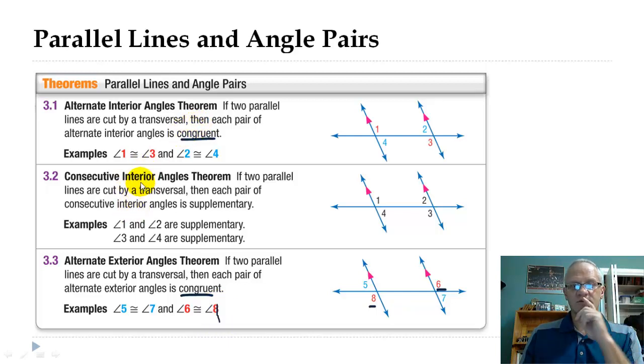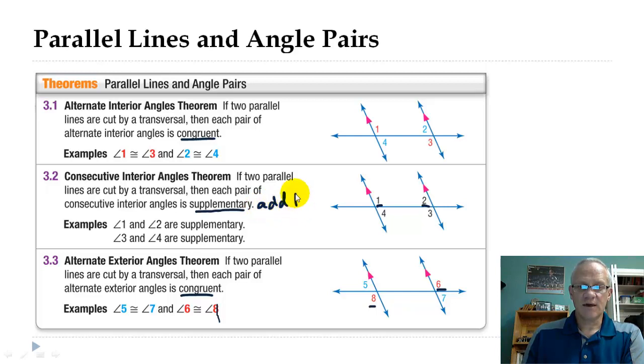All right, now what's in the middle here is consecutive interior angles. Remember, that was another one we talked about. Consecutive interior means they both have to be inside and they're on the same side of the transversal. So for example, here it would be 1 and 2. Just by looking at it, you go, 1 and 2, they don't look congruent. Everything else was congruent, but these don't really look congruent. Here's the thing about these. They are not congruent, but they are supplementary, which means that they add to be 180 degrees.